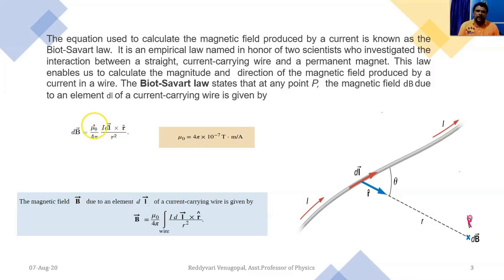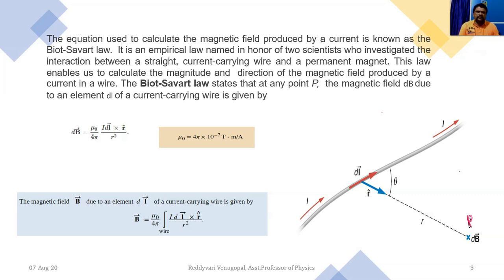So what is Biot Savart law? Biot Savart law is nothing but an equation. It's an equation used to calculate the magnetic field produced by a current. It's an empirical law which is named after two eminent scientists, Biot and Savart, who investigated the interaction between a straight current carrying wire and a permanent magnet.